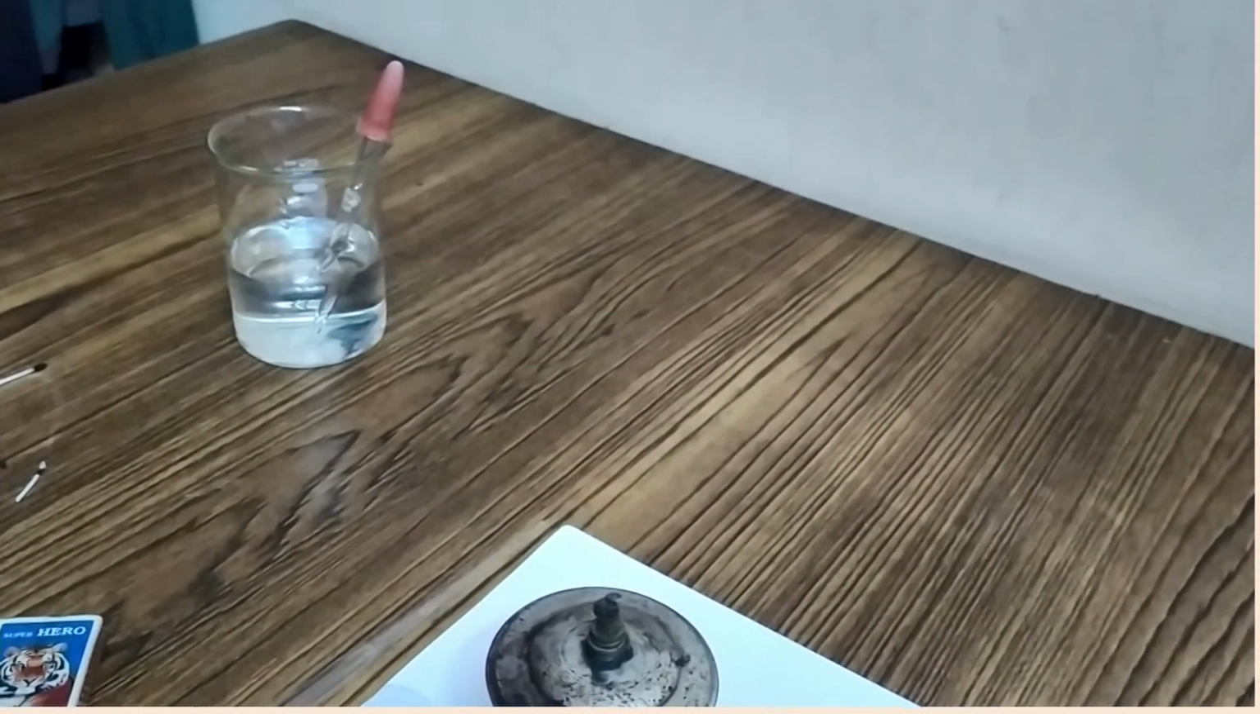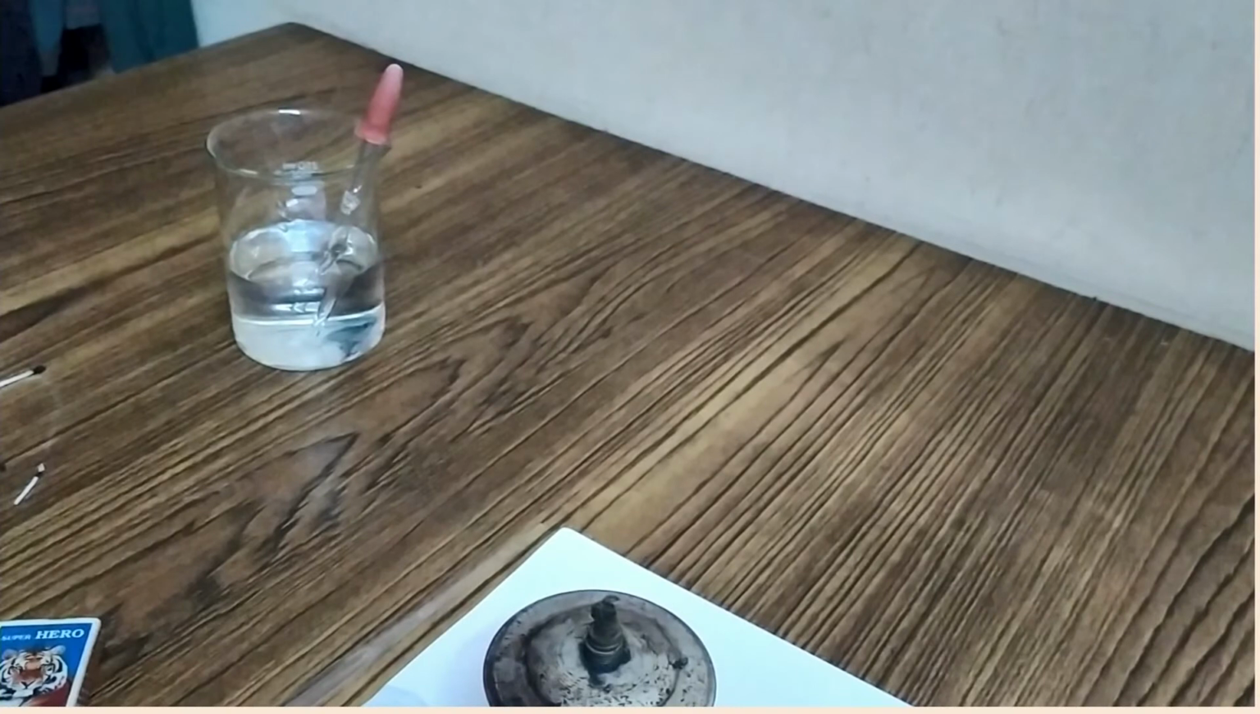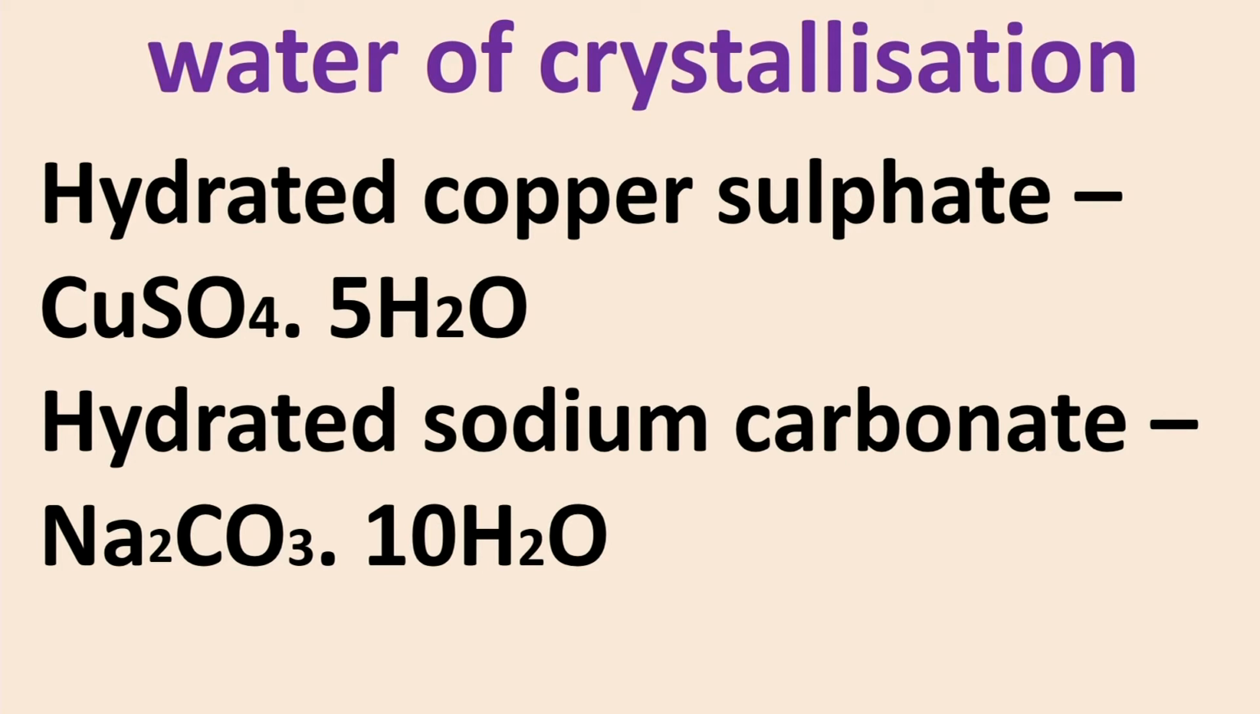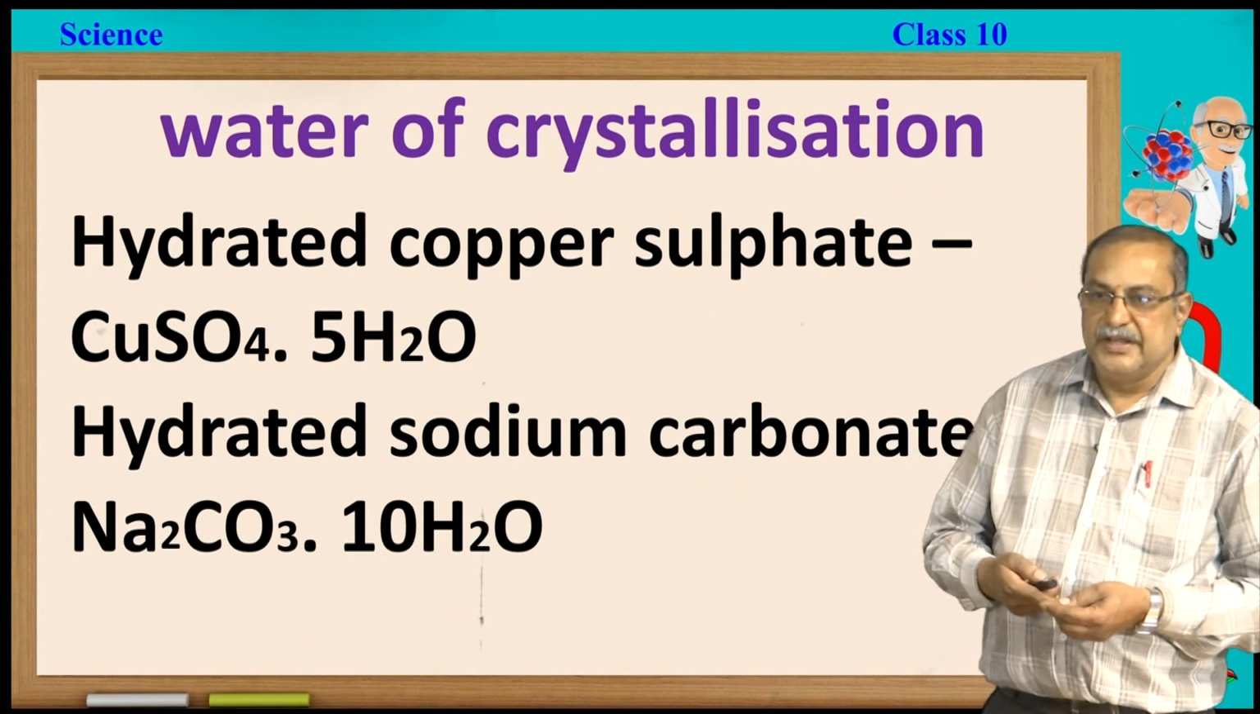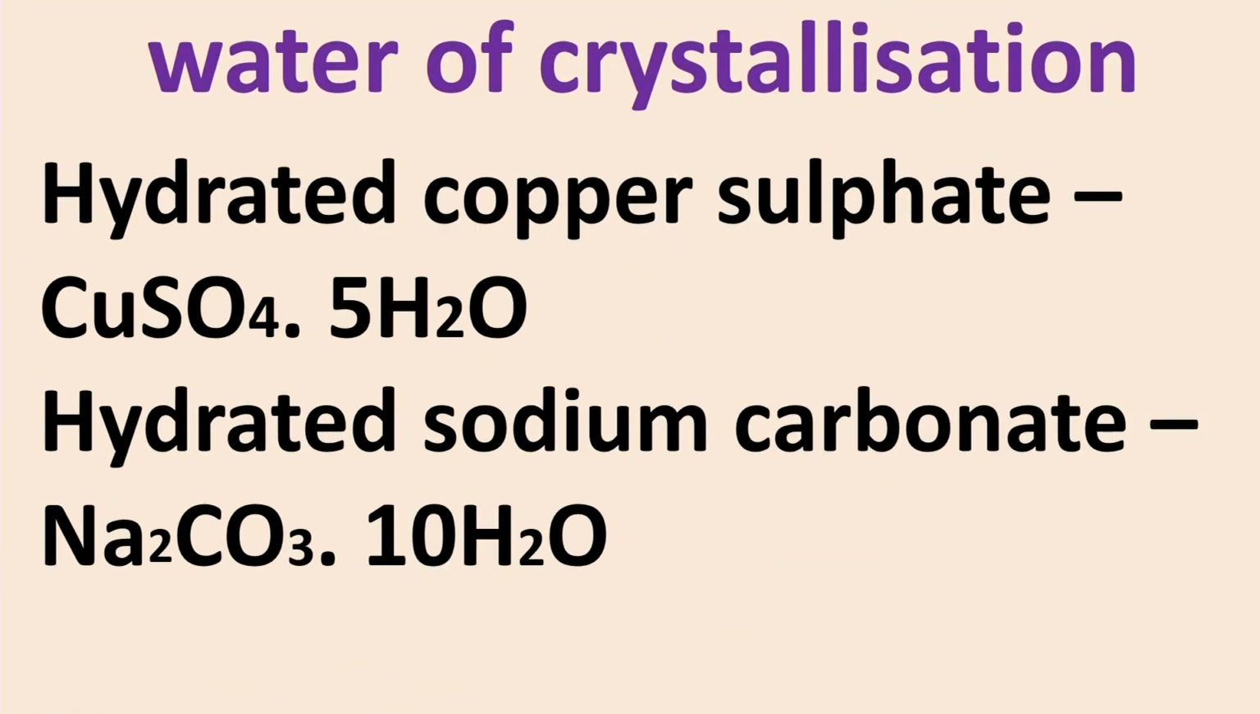So, this shows that without water molecules it becomes white in nature, that means it loses its color. When water of crystallization is present, that gives the color for the copper sulphate. Okay. Here is hydrated copper sulphate CuSO4 5H2O, which can also be read as pentahydrated copper sulphate. Similarly, you can have hydrated sodium carbonate Na2CO3 10H2O, decahydrated sodium carbonate. So, these are the formulas.